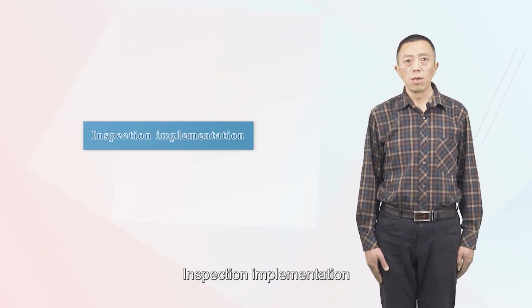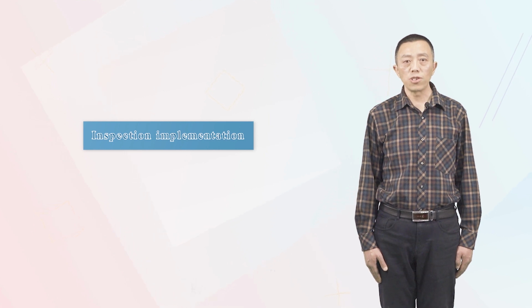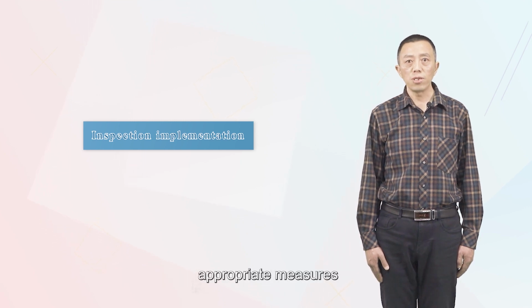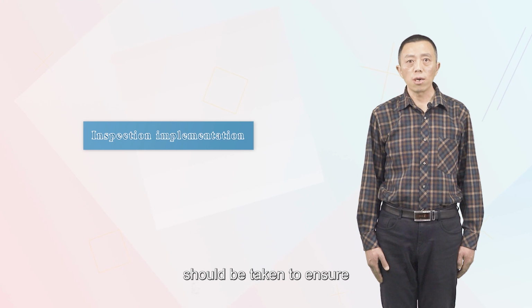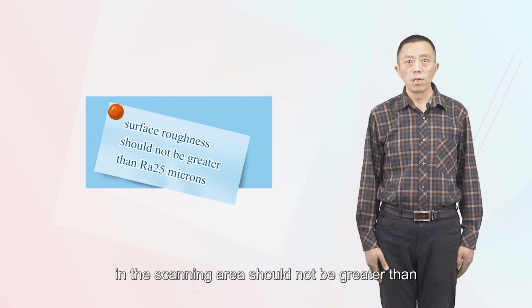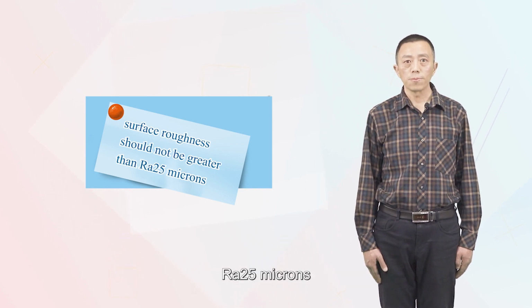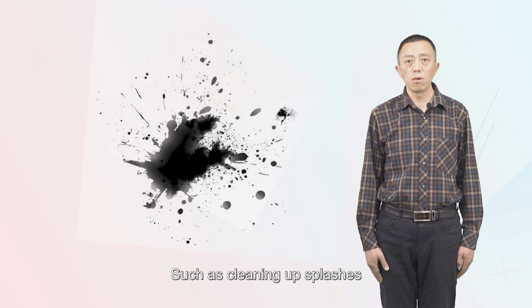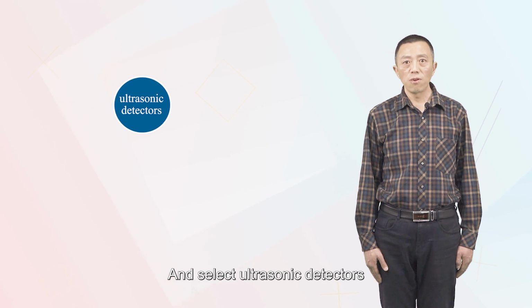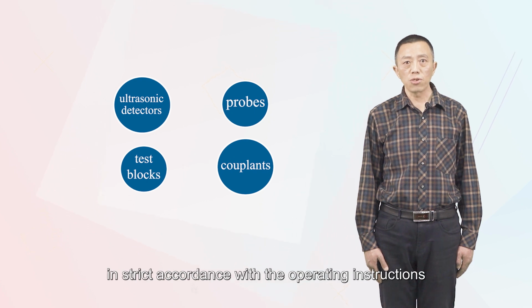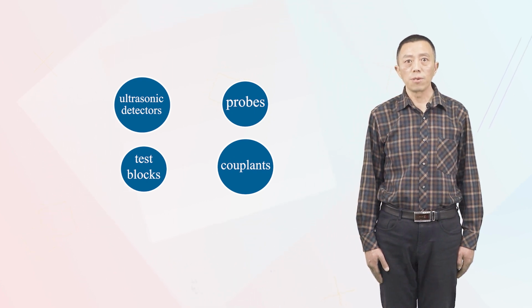3. Inspection implementation. During the formal implementation of ultrasonic inspection, appropriate measures should be taken to ensure that the surface roughness of the workpiece in the scanning area is not greater than Ra 25 microns, such as cleaning up spatter, etc., and select ultrasonic detectors, probes, test blocks, and components in strict accordance with the operating instructions.